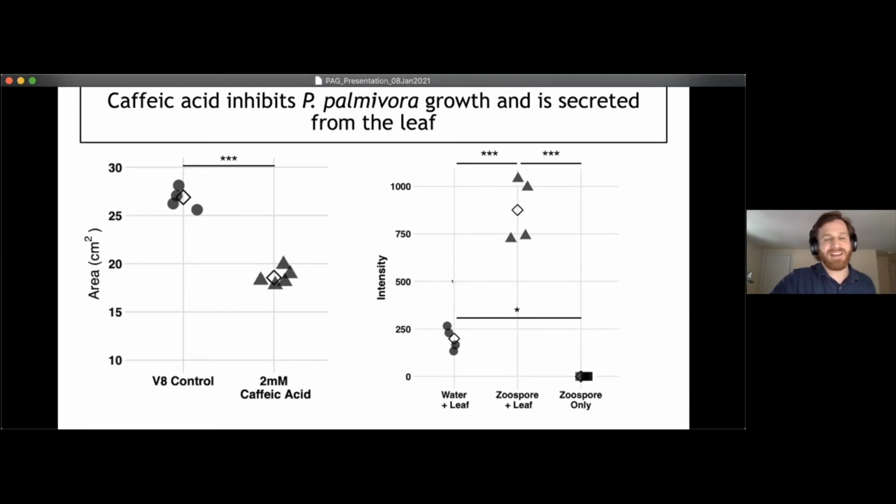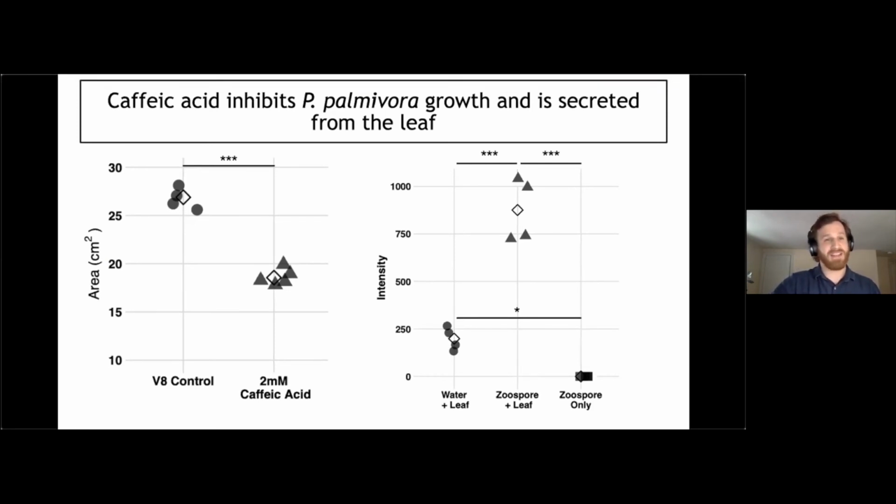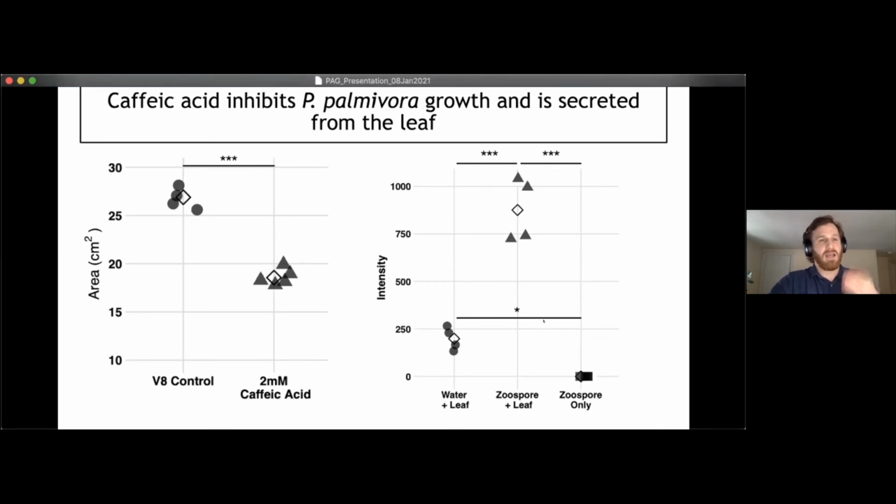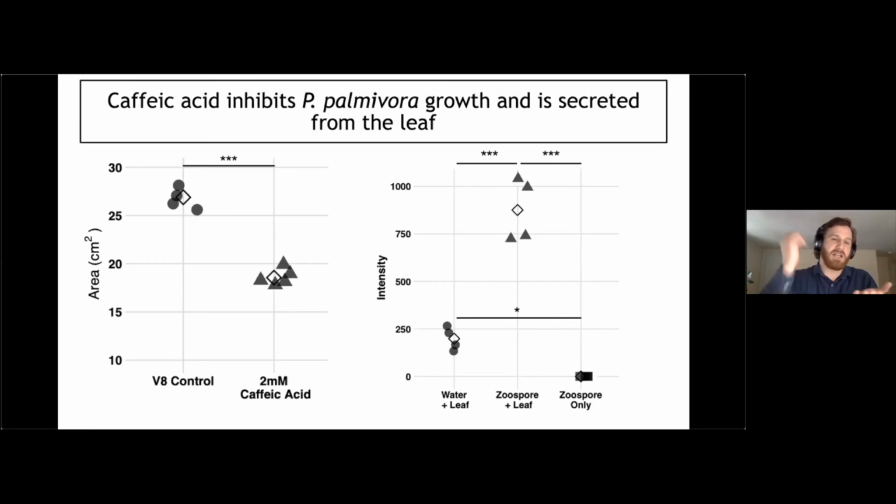And secondly, Ben came up with this creative experiment to test caffeic acid mobilization to the site of infection. What he did is he took leaves, and on the underside of leaves, he put either a droplet of water or a droplet of zoospore, came back 24 hours later, sucked up those droplets and put them through LCMS to look at caffeic acid accumulation.